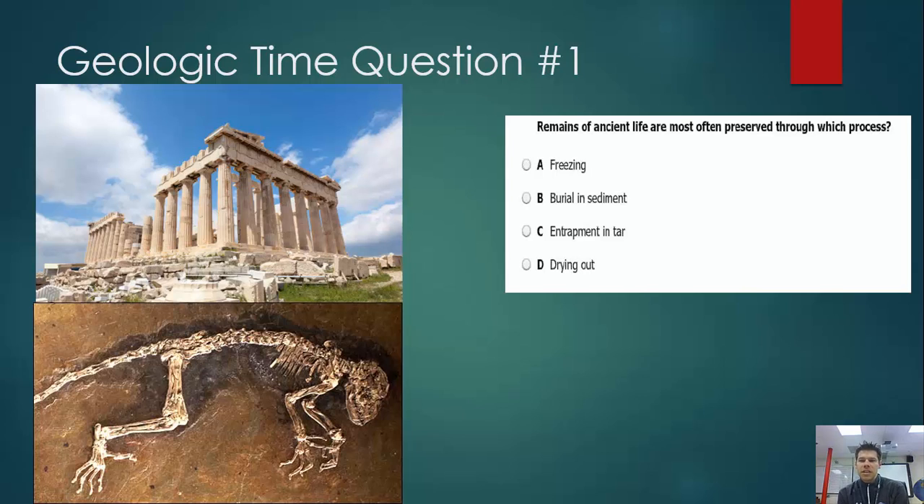The remains of ancient life are often most preserved through which process? So the remains of ancient life, we're talking about fossils, or in archaeology, more modern terms like artifacts from recent human history. But the remains of ancient life, how they're preserved.